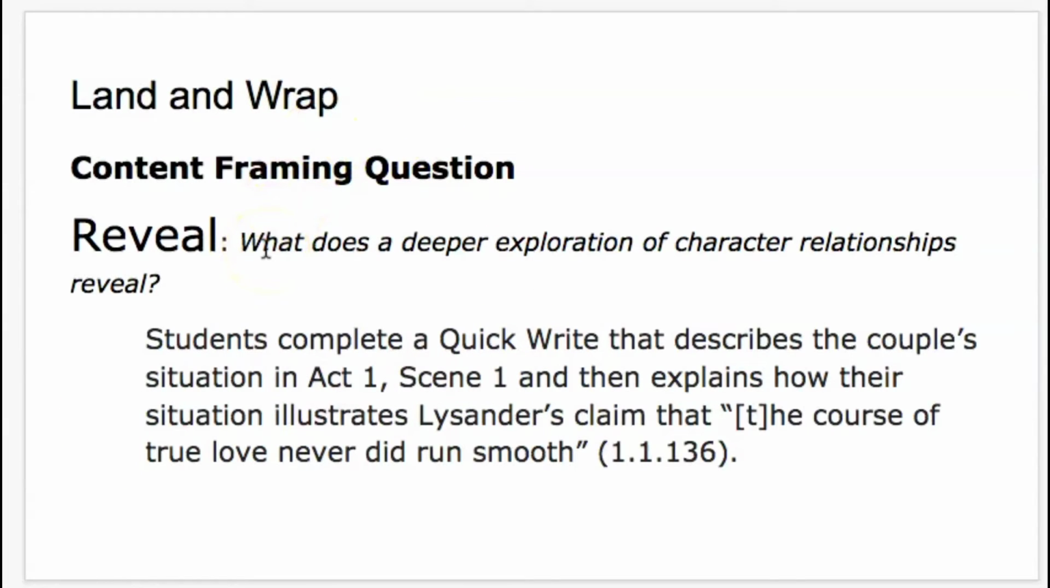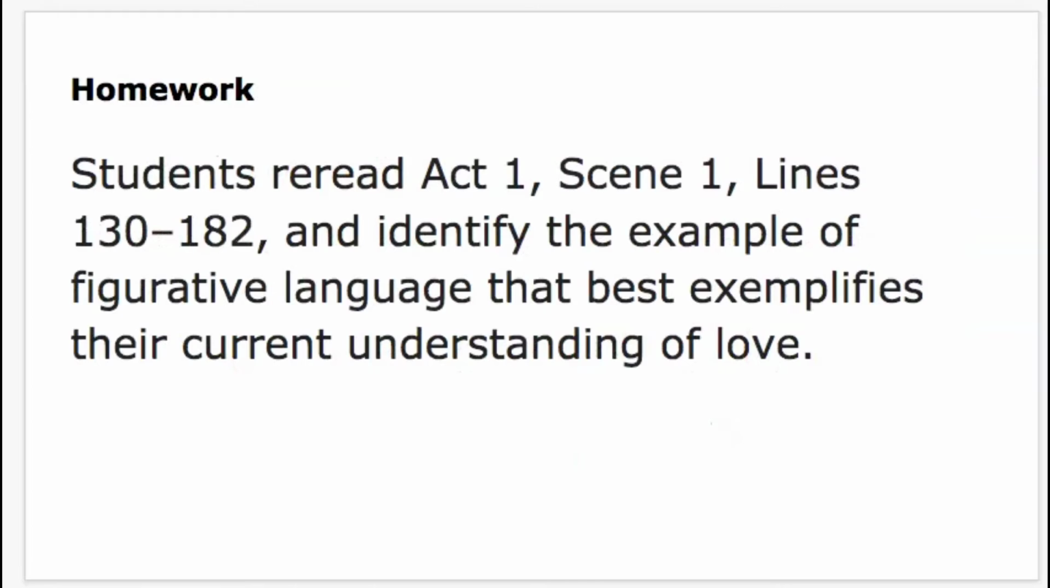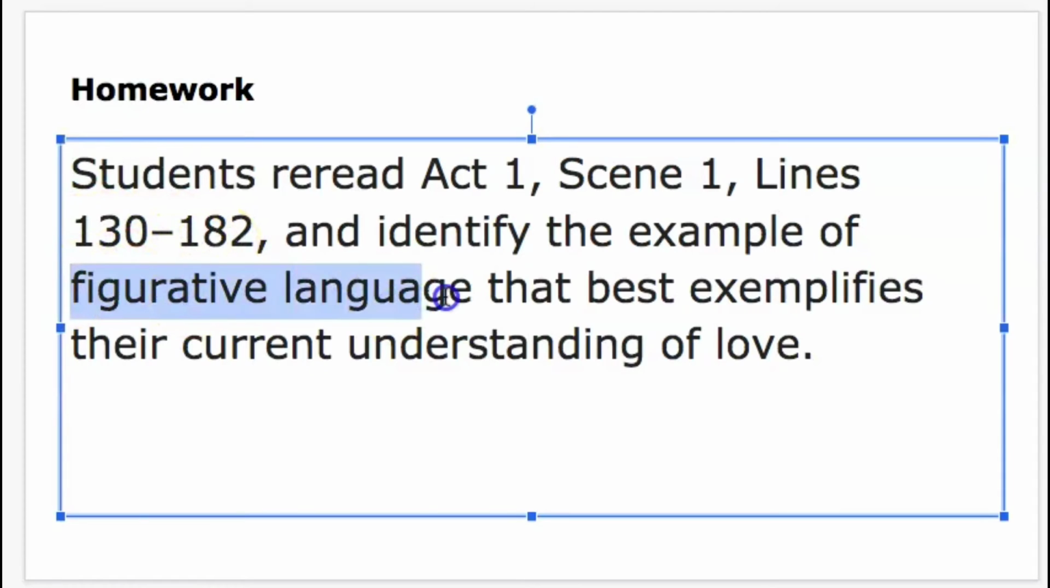To end this lesson, we're in our reveal stage. It says, what does a deeper exploration of the characters' relationships reveal? In other words, after you read these pages or these lines from Act 1, what did you learn about the characters' relationships? Describe the couple's situation in Act 1, Scene 1, and explain how their situation illustrates Lysander's claim. Reread Act 1, Scene 1 for homework tonight, lines 130 through 182, and see if you can find an example of figurative language that is being used that exemplifies your understanding of love so far.